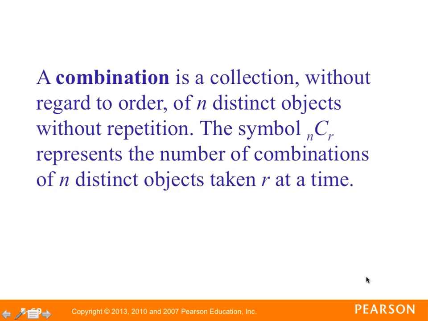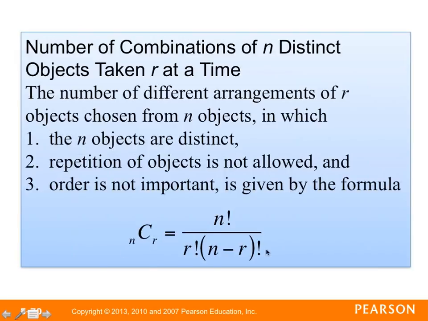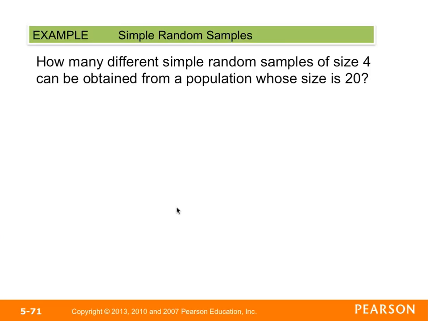Now, a combination kind of goes with the permutation, except it's a little bit different. For combinations, the order doesn't matter. For permutations, the order matters. For combinations, the order does not. So we have a slightly different algebraic formula here, but again, if you're using your calculator, which I would highly recommend, you don't need to actually use that.